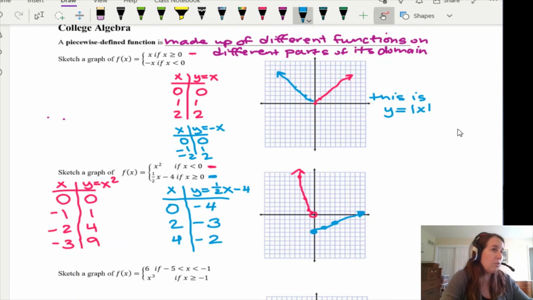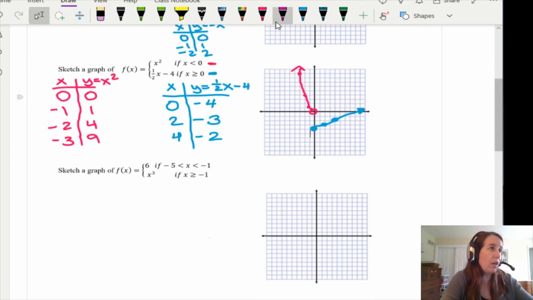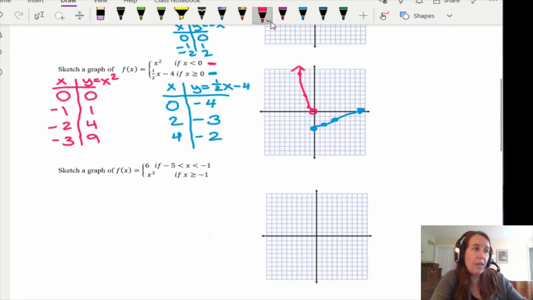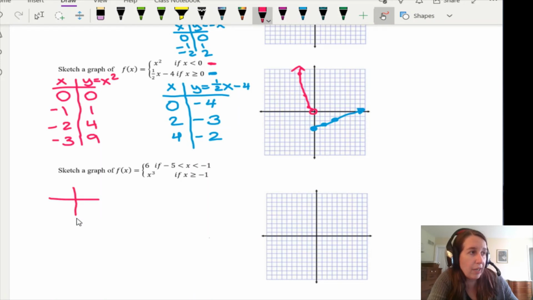All right, let's do one more here, and then we'll do a different video. All right, so this time we have f of x being 6, the number 6, if -5 is less than x is less than -1. Okay, so let's make a chart for that. So x and then y is just always equal to 6.